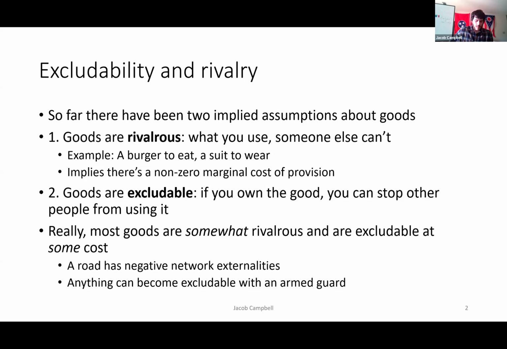Yet, the road is not perfectly non-rivalrous. Roads suffer from congestion. They suffer from strong negative network externalities, where the more people there are, the slower the road moves, the more unpleasant driving on it is. The road may not be used up, but it does become worse. And a road can also be made excludable. If you were to put a toll booth on it, you would find that to be so. With a toll booth, you could charge people a fee for entry.